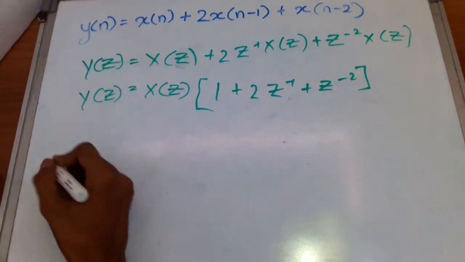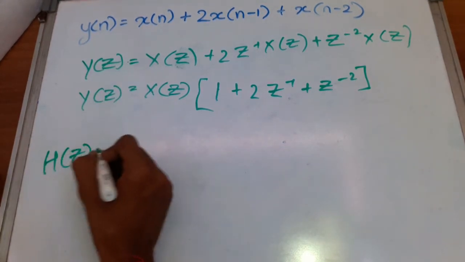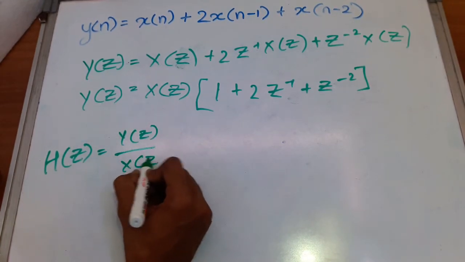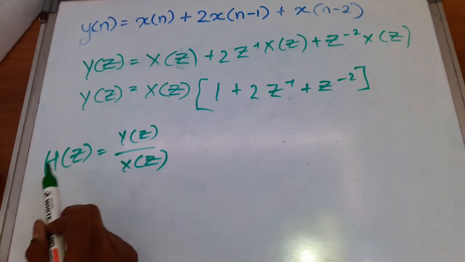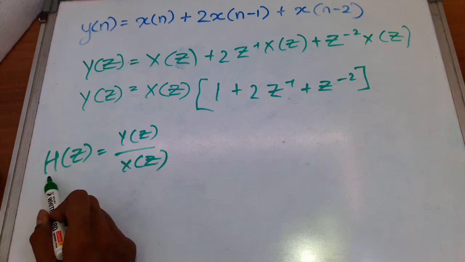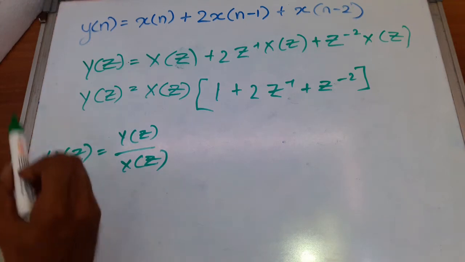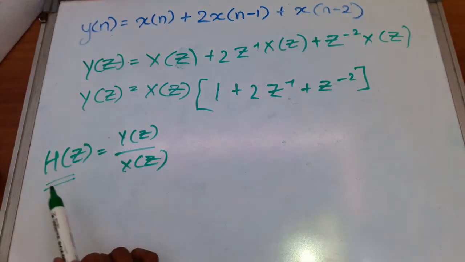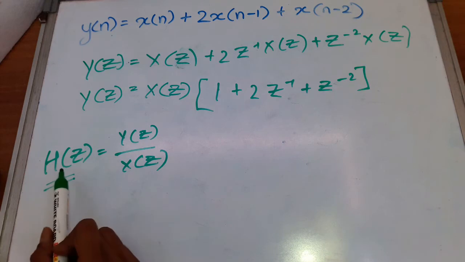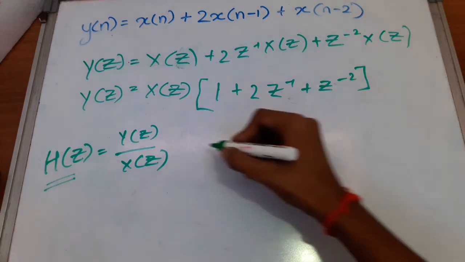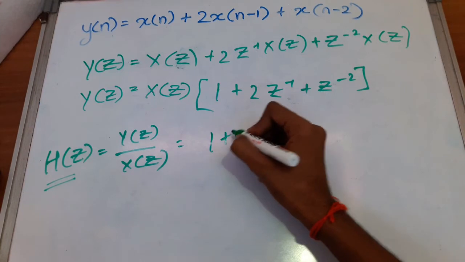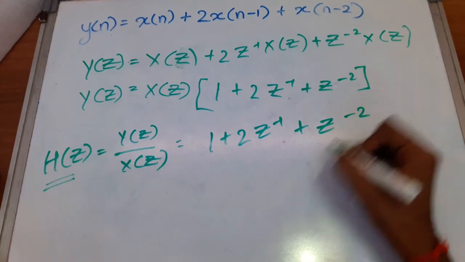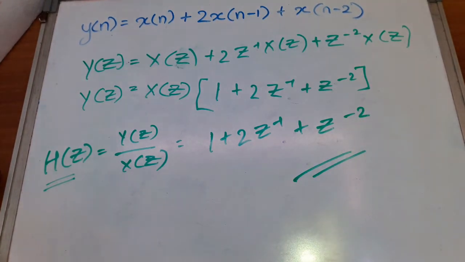So after this, we will be taking H of z, which is Y of z upon X of z. Keep in mind guys, every time we solve any sum in this subject, H of z is the important thing. If we have anything in the time domain, convert it first into frequency domain, simplify it and find H of z, or in most cases it will be directly given. So our H of z is 1 plus 2 z inverse plus z raised to minus 2. This is the first thing that we have done.